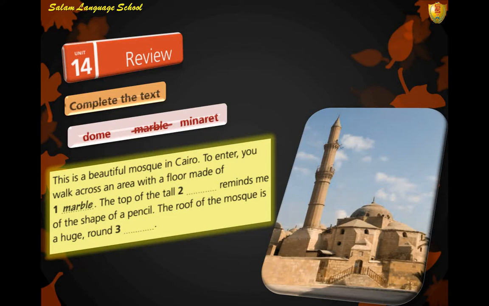It's already given, the first one: made of marble. The top of the tall space reminds me of the shape of a pencil. So the second space here is minaret. The top of the tall minaret reminds me of the shape of a pencil. The roof of the mosque is a huge round, of course, dome.